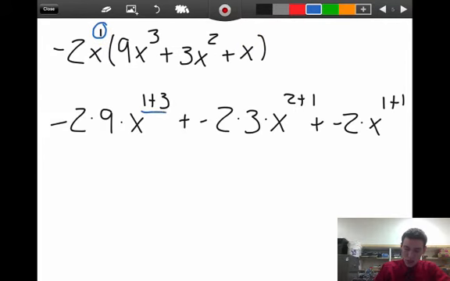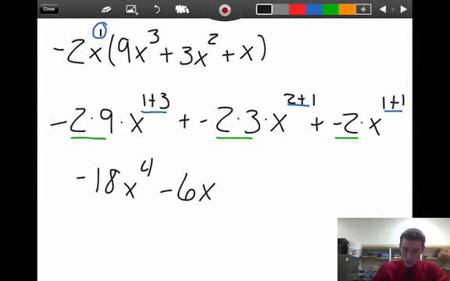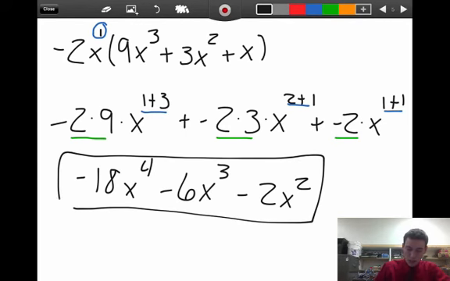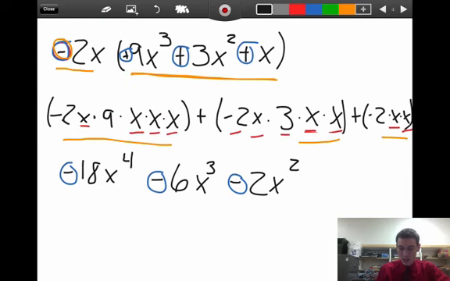Then we simply add up our exponents, multiply our coefficients, and we end up with negative 18x to the 4th minus 6x to the 3rd minus 2x squared. We have no more like terms, so that's our final answer. And we get the same thing as we did the last time we did it, only without having to write out all these x's.